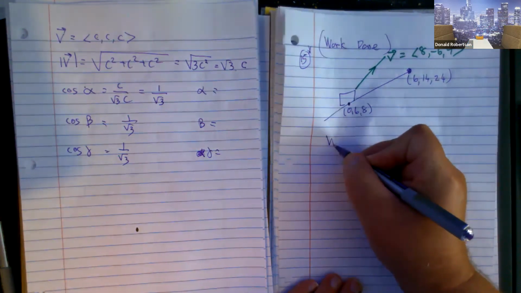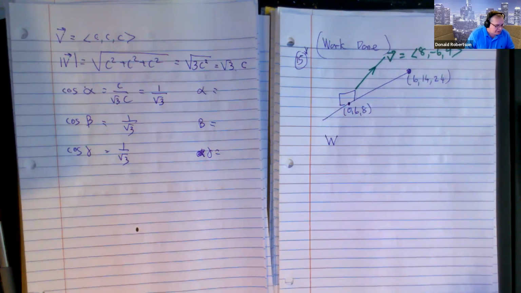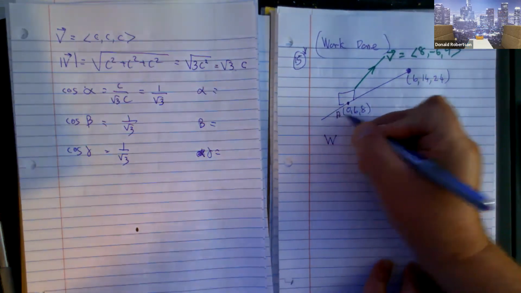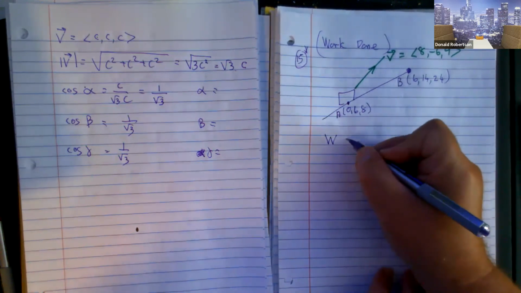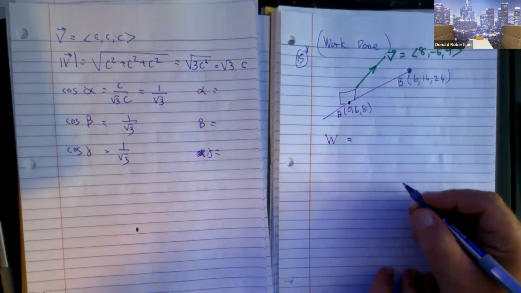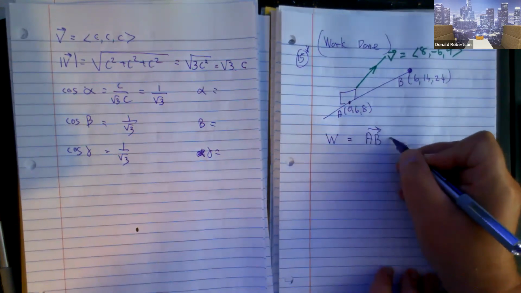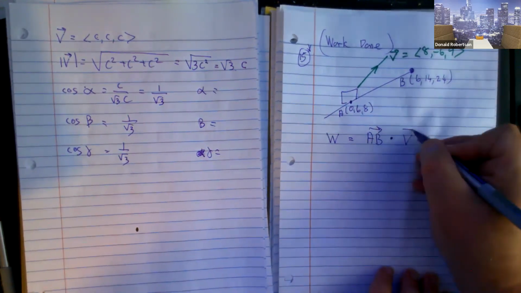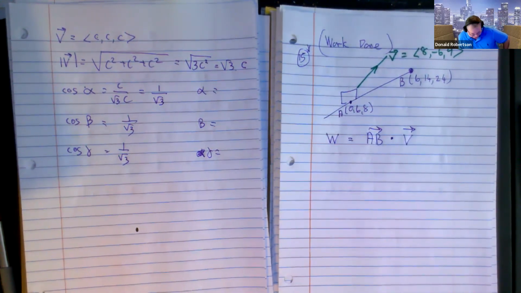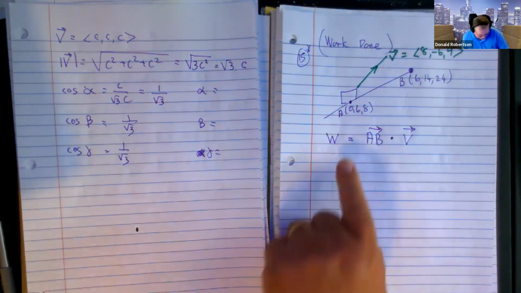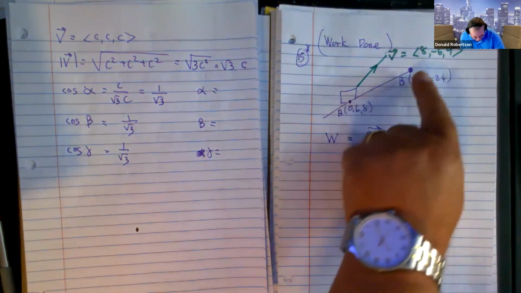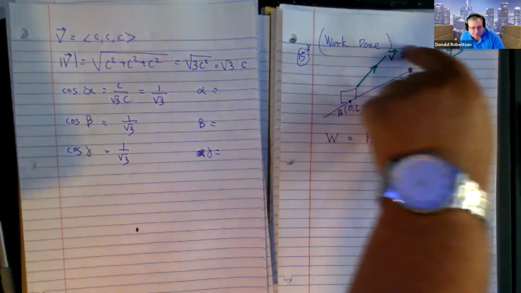Now, the work done is a number. I believe the units are joules, right? So you talk about 40 joules of work, or 4,000 joules of work. And I'm going to call this point A, and I'm going to call this point B. The formula for getting the work done is the dot product of AB dot V. So AB is where you start and where you finish, and V is the force vector.